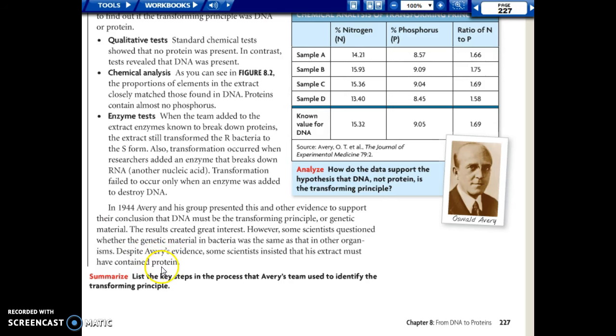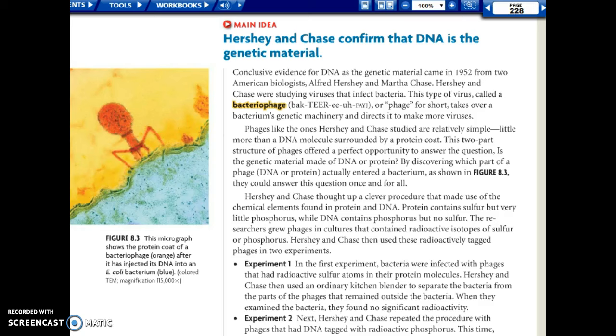Well, you can insist that it contains protein, but if it's all broken down, how does it contain protein? And our last main idea, Hershey and Chase confirmed that DNA is the genetic material. So we have Griffith discovering that there's a transforming principle, Avery going through experiments proving that it's DNA, and Hershey and Chase saying, yeah, Avery was right. So we have scientists working off of other scientists' findings.